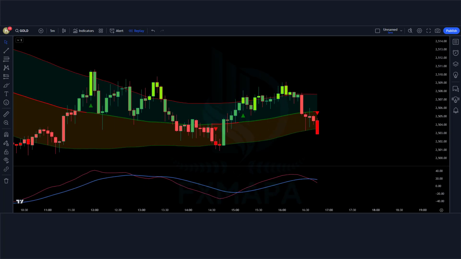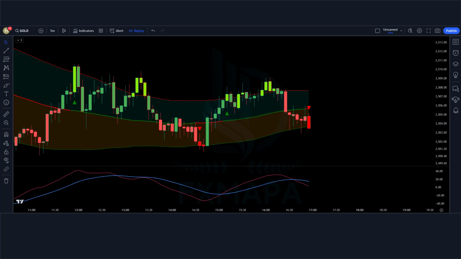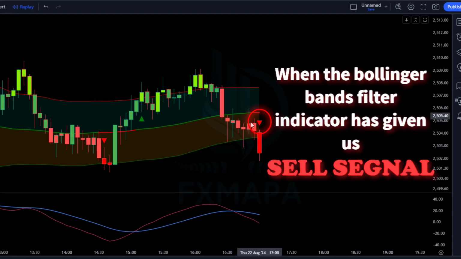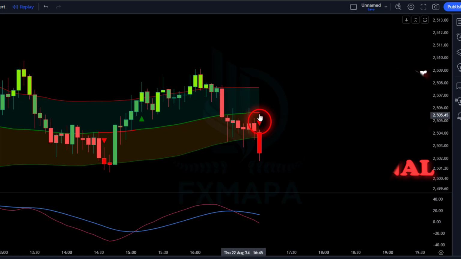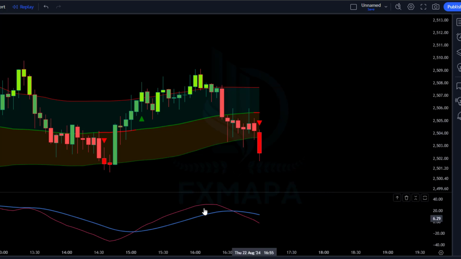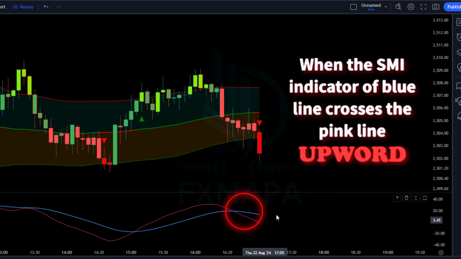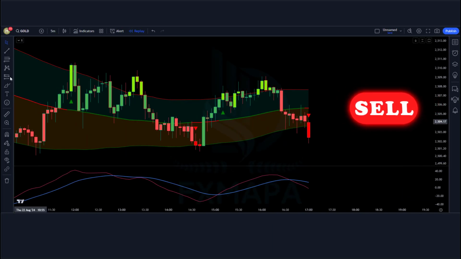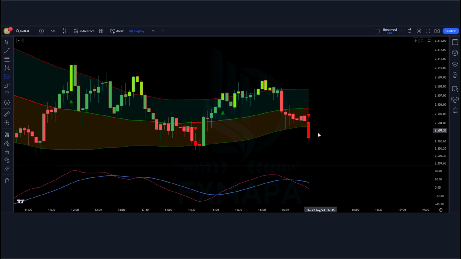Setup is ready. Now, let's understand the concept where we will take buy and sell trades based on their conditions. When the Bollinger Bands filter indicator has given us a sell signal, when the market price is below the SMA line and the SMA line color should be red, and when the blue line of the SMI indicator crosses the pink line upwards, if this condition is fulfilled, then we will place a sell order.